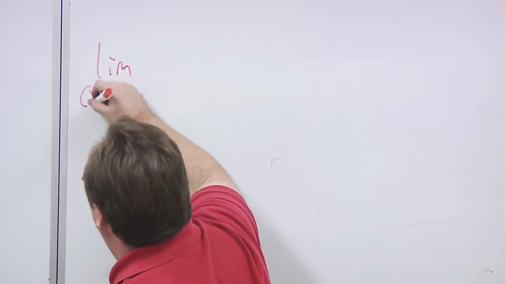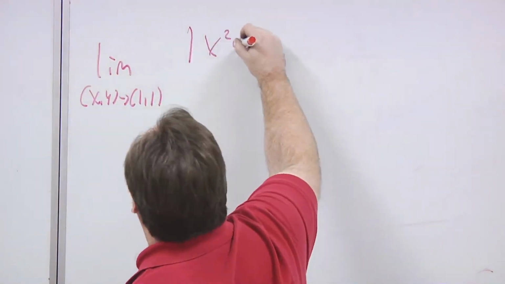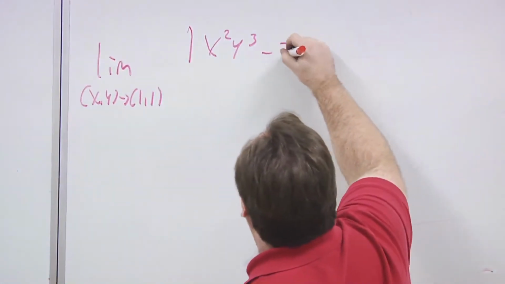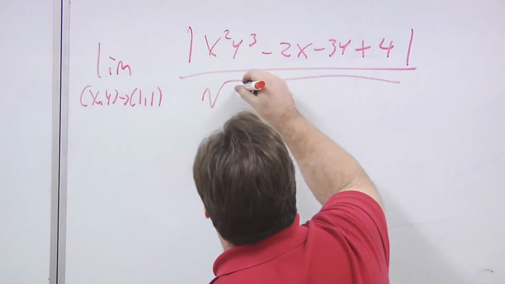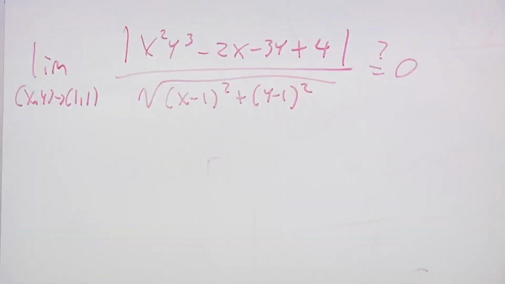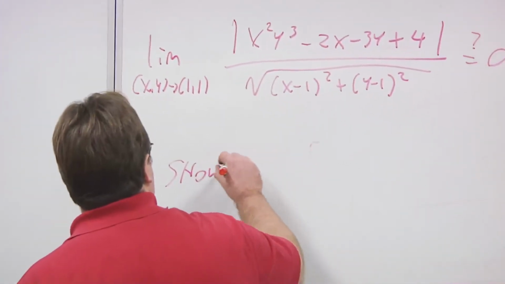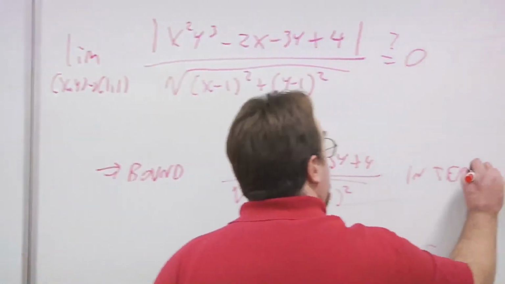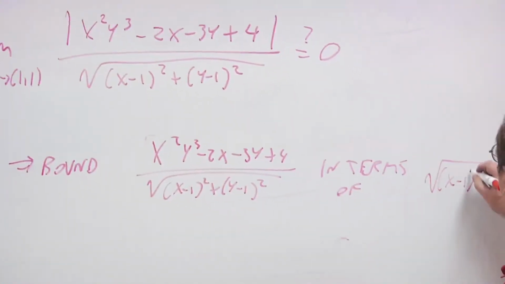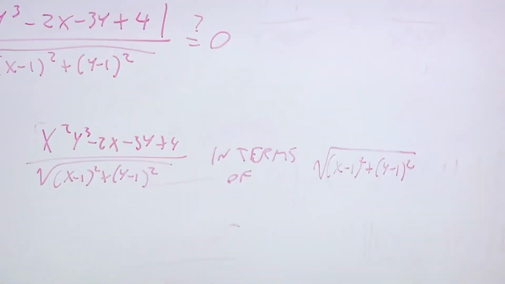So we want the limit as (x, y) approaches (1, 1) of our function minus the linearization, minus 2x minus 3y plus 4, over the distance between (x, y) and (1, 1). So that's what we're actually having to take the limit of. Now, you might be thinking, how in the world are you going to show this? Because based on what we did in the previous problem, you need to bound this expression, minus 0, in terms of the square root of (x minus 1) squared plus (y minus 1) squared.